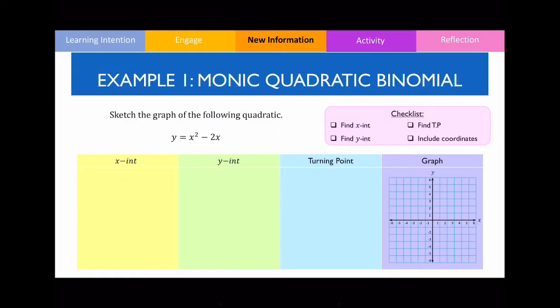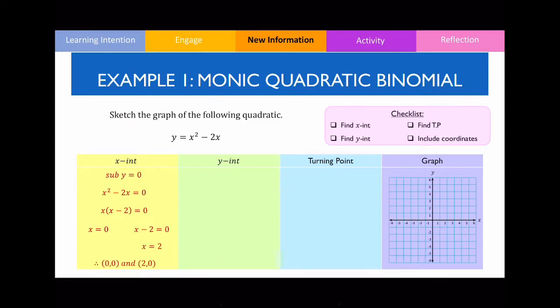So the very first one, we're going to be looking at a very simple monic binomial quadratic equation, okay? In this case, x squared minus 2x. To find your x-intercepts, we're going to factorize it, equate it to 0, and use the null factor law. So x is the highest common factor, therefore take x outside, and now I'll use the null factor law. Therefore, x is equal to 0, and x minus 2 is equal to 0. Solve for x. Therefore, these are your x-intercepts here.